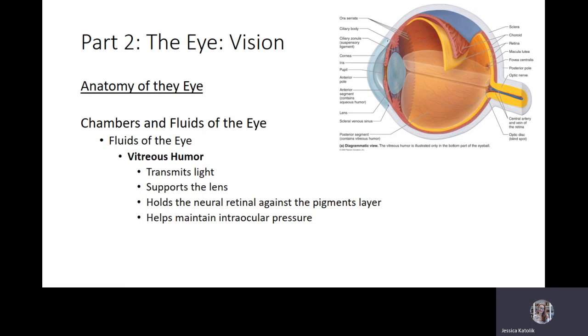layer. If you're doing a dissection of the eye and you remove the vitreous humor, the neural layer of the retina will come off and slide off relatively easy. So this vitreous humor is going to kind of push those two sections together and hold them in place. It also helps maintain intraocular pressure, so it's going to help keep the shape of the eye and hold it in place.